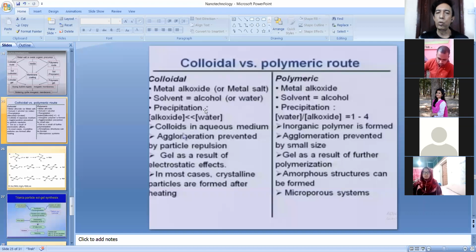Now, next one is formation of sol. Here, in the colloidal route, the amount of alkoxide is much less than water. But in the polymeric route, the water to alkoxide ratio will be 1:4. You have to keep the water to alkoxide ratio 1:4.